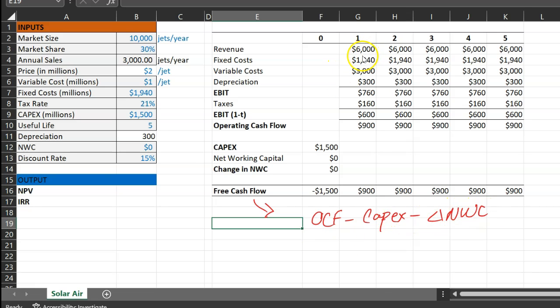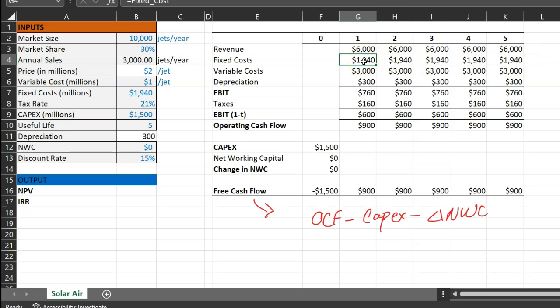So essentially what I have here are revenues. The revenues you're looking to get from this project are the price at which you're going to sell each jet times the number of jets. So that's 2 times 3,000 jets per year. Fixed costs are, well, fixed. They're fixed at $1.94 million.